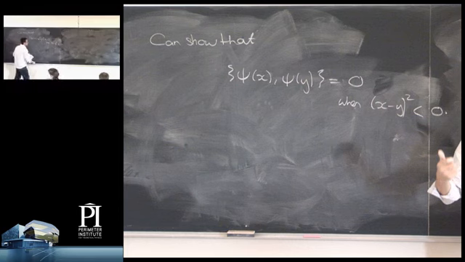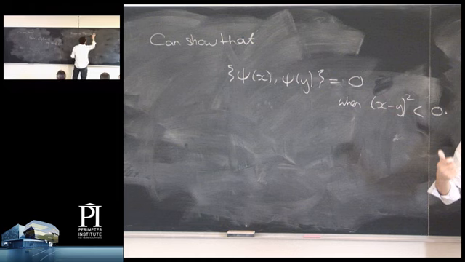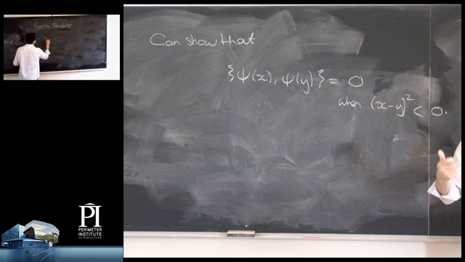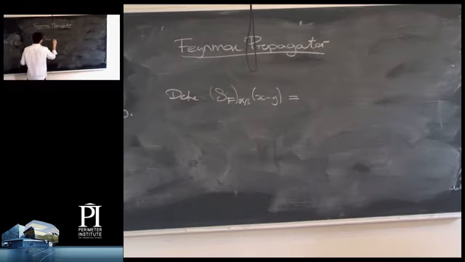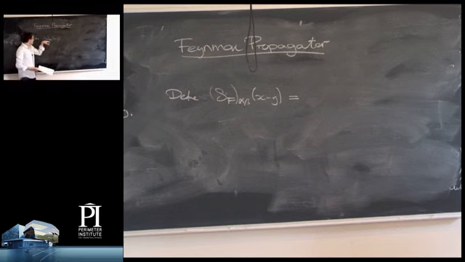OK, we can define various propagators. Let me just jump straight to the one that's relevant, which is the Feynman propagator. So the Feynman propagator I'm going to call S: S for spinor, F for Feynman, alpha and beta for the spinor indices.